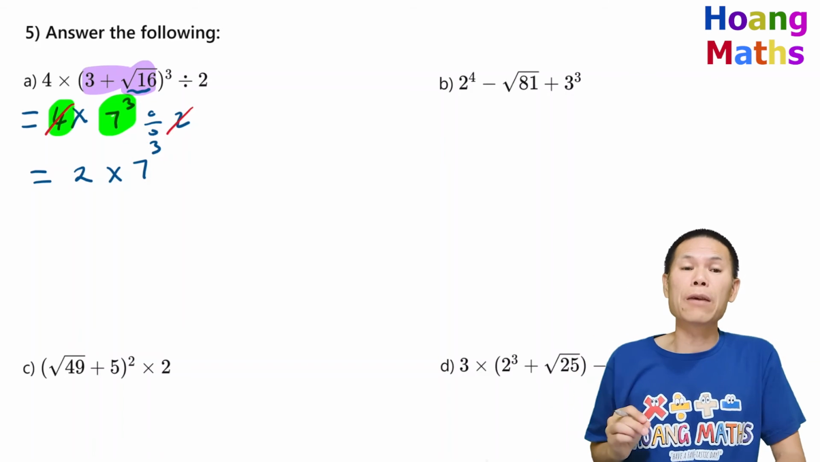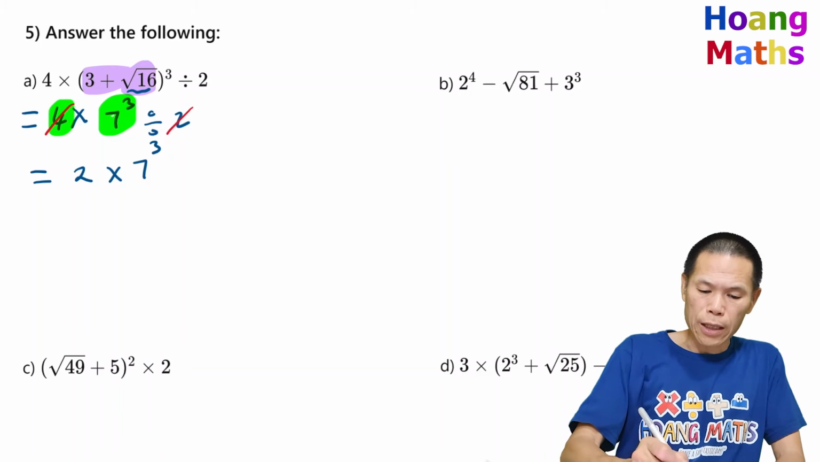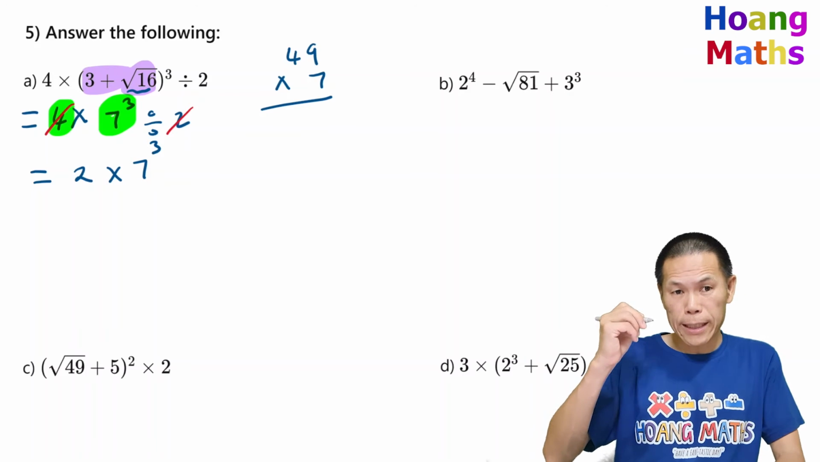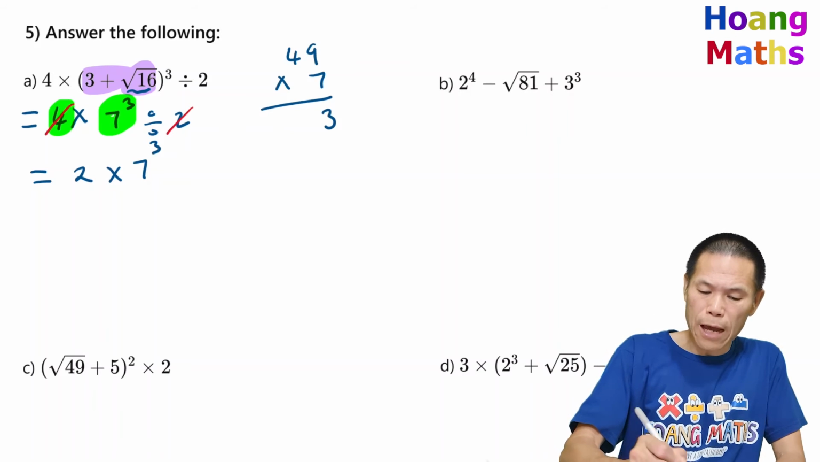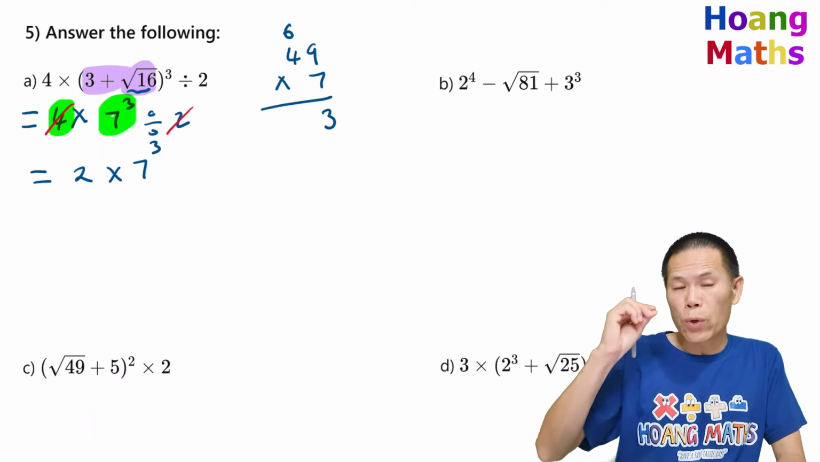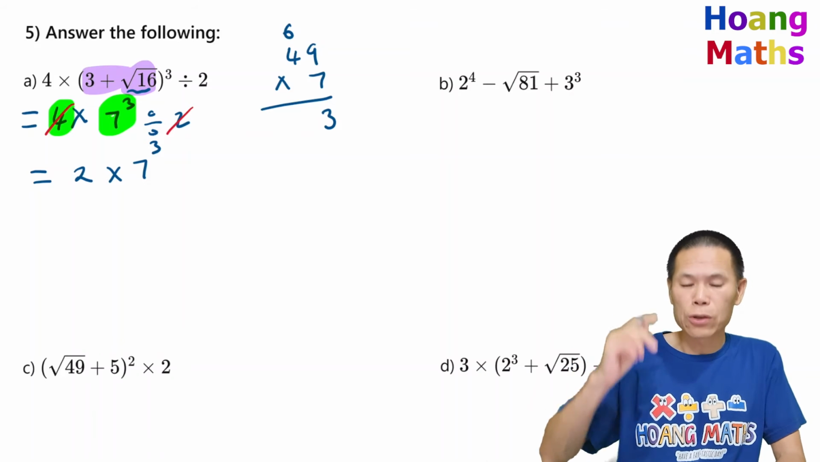And we know that 7 to the power of 3 is 7 times 7 times 7. And 7 times 7 is 49. Then we have 49, and we times 7 one more time. So 9 times 7 is 63. We put 3 down, put a 6 on top. 7 times 4 is 28, and we add 6, so 34.